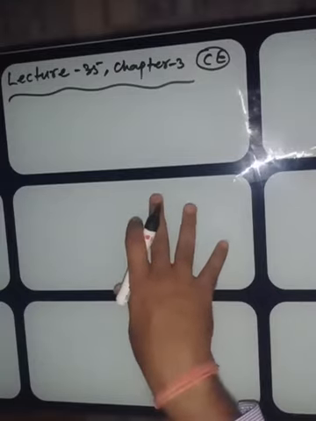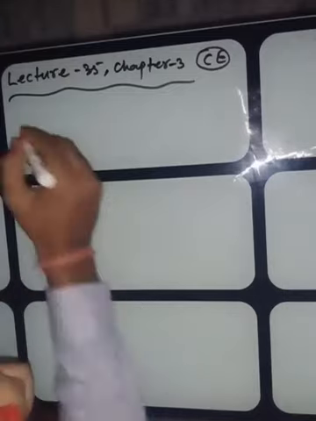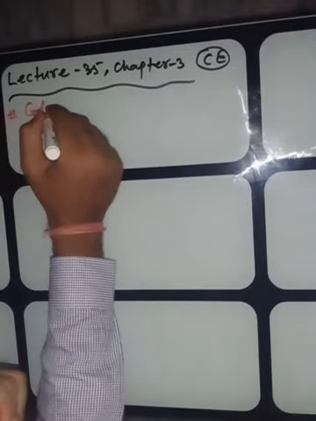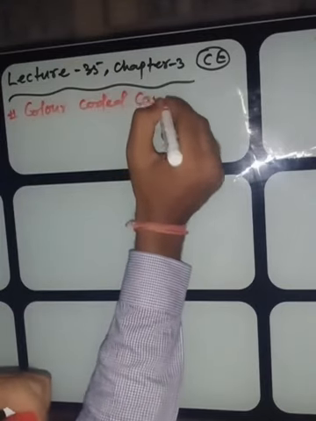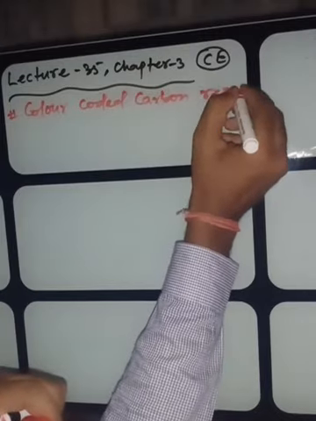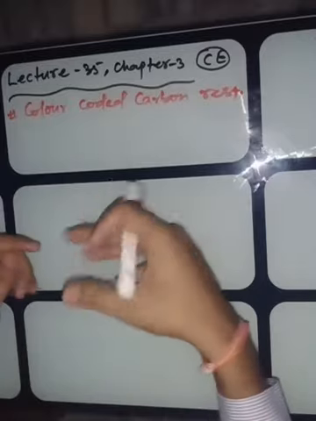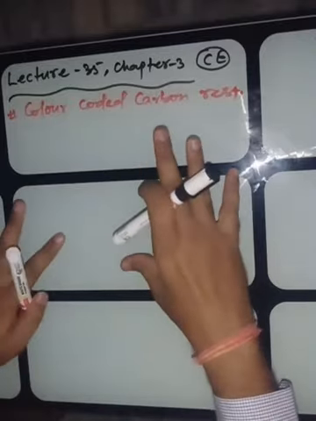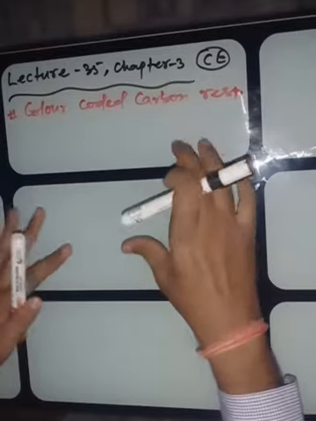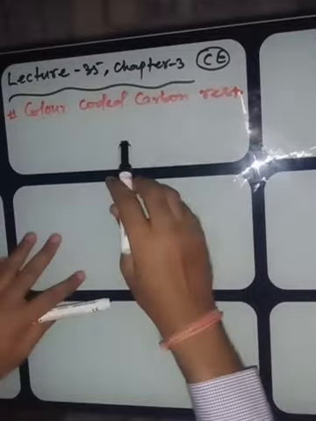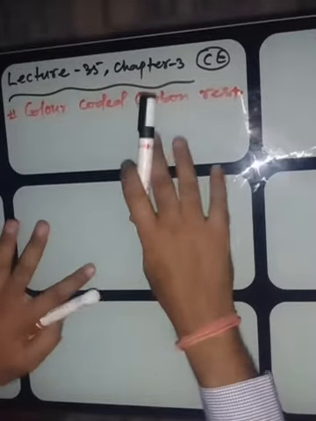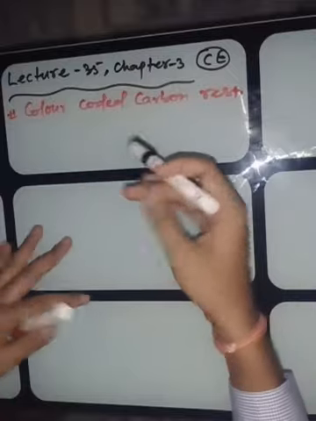Now we are going to study here the color coded carbon resistance. Our topic will be the color coded carbon resistance. My dear students, for commercial purpose, high resistance, in kilo ohms, are made up of carbon. This is the carbon resistance. So for the commercial purpose, we used to make the high resistance with the carbon.